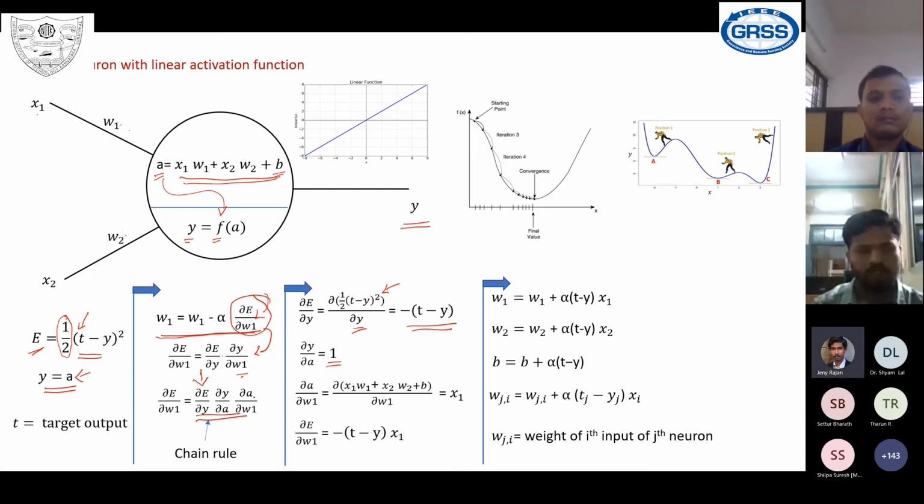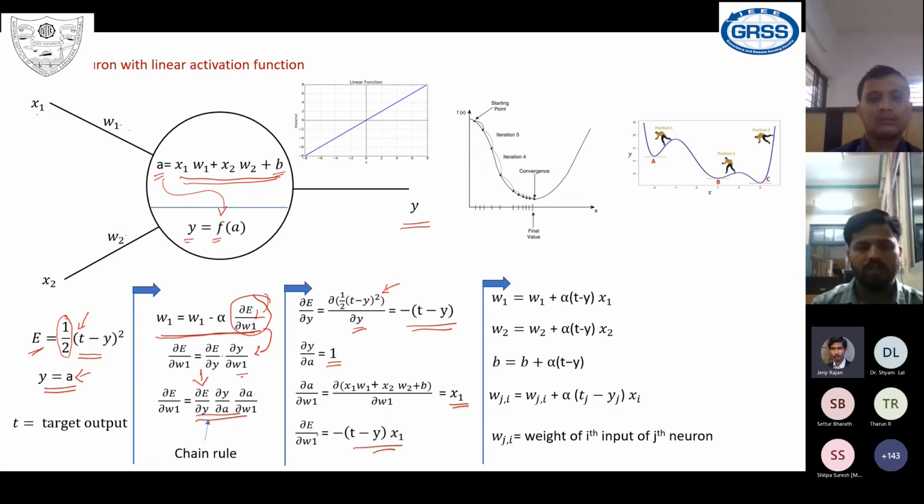Now the third term is dou a by dou W1. We have to take the derivative of a with respect to W1, right? What is a? X1 W1 plus X2 W2 plus B. There is no W1 in the other two terms, so the output will be X1. So what is dou E by dou W1? We will get minus of T minus Y into X1.